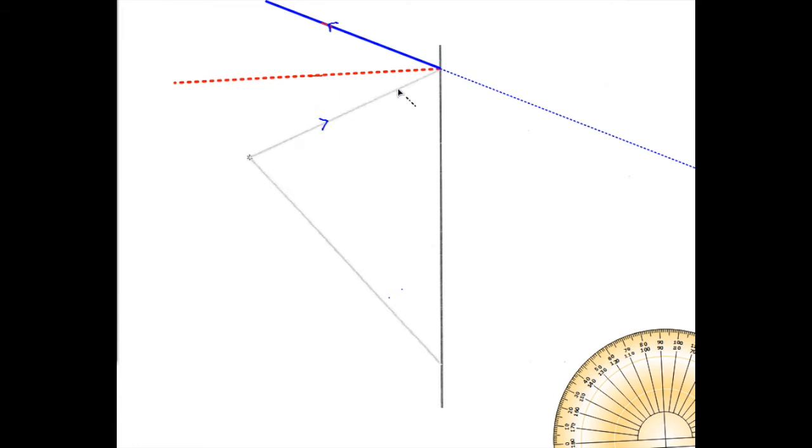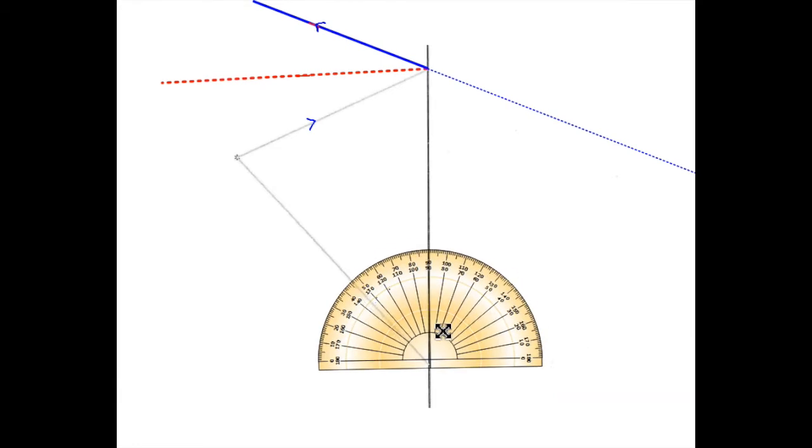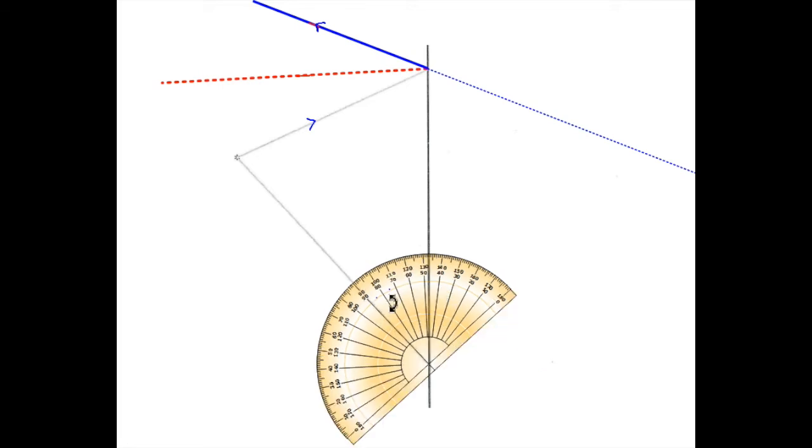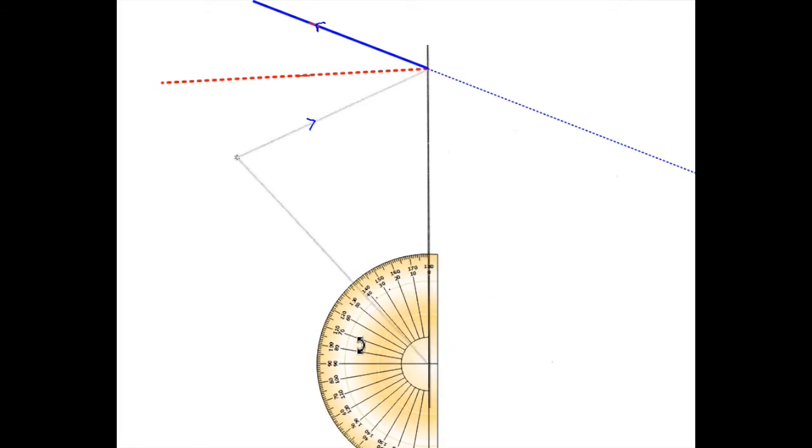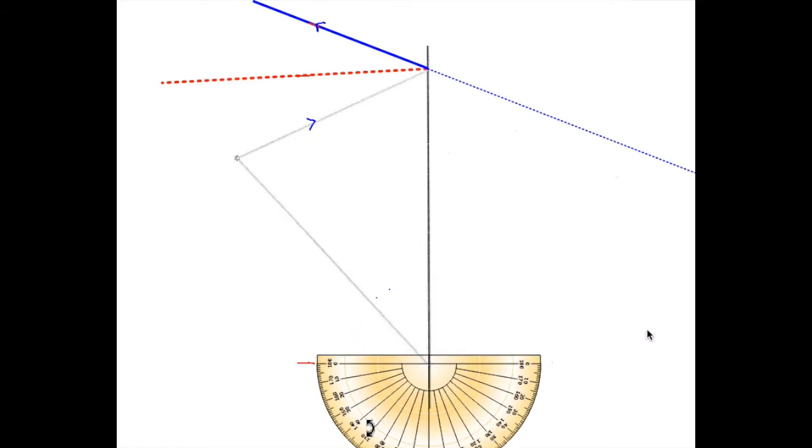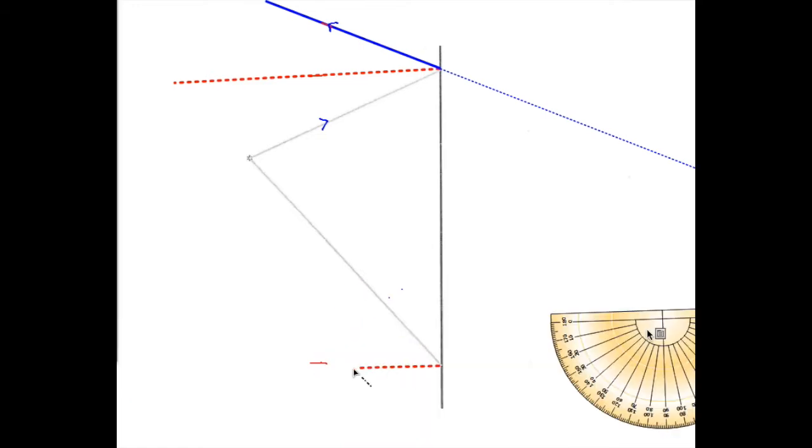So you can't tell where the image is yet. You need to do another ray from the same object. So I'm going to mark off a normal for this one. This one looks a little better. Mark off my 90. You can tell I have my protractor lined up a little better this time. I would use a straight edge. Make sure my normal is perpendicular.